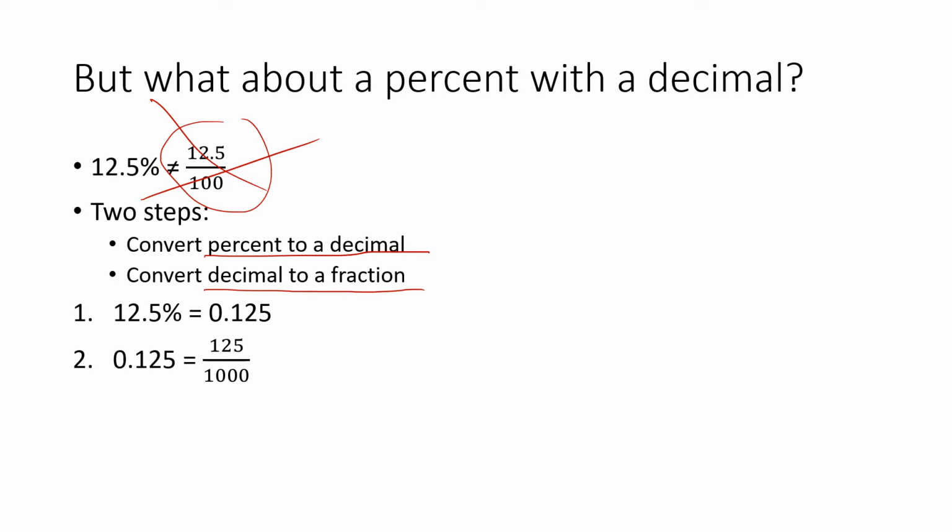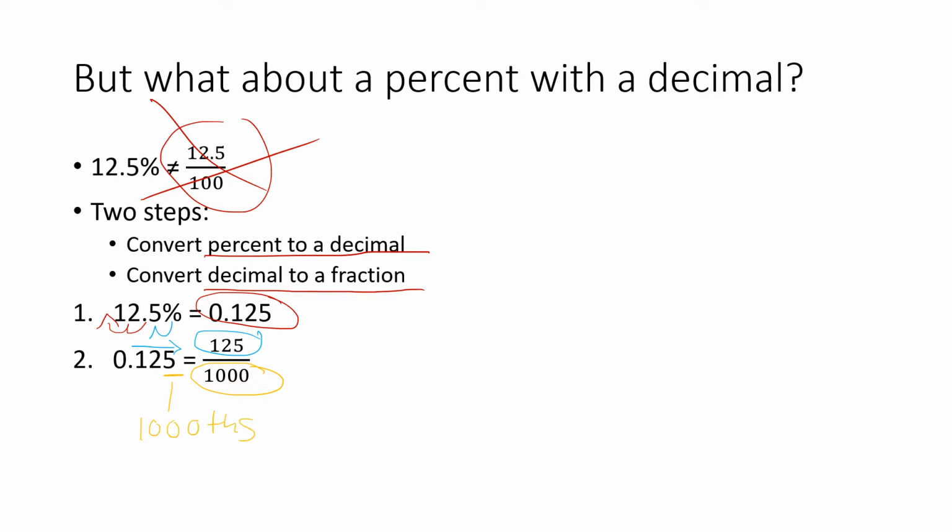So first step, convert our percent to a decimal. Here's 12.5. How do we go from a percent to a decimal? Well, we move the decimal 2 spots over to the left, and that gives us 0.125. Okay, next step, how do we go from a decimal to a fraction? Well, remember that everything to the right of your decimal will become your numerator. That's where we get our 125. And then our place value of our very last number in our decimal, the 5 in this case, determines our denominator. So the 5 is in the hundredths place.